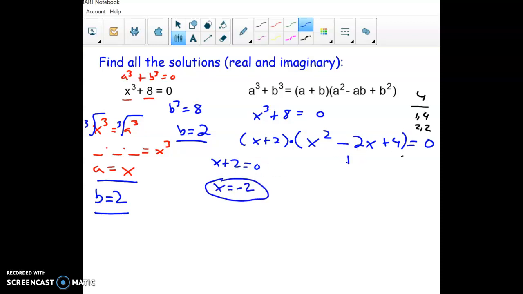Okay, and then here, generally these are going to be 2 imaginary answers. All right, and you're going to want to use your quad formula then to find the 2 imaginary answers. So I'll get that on here for you.